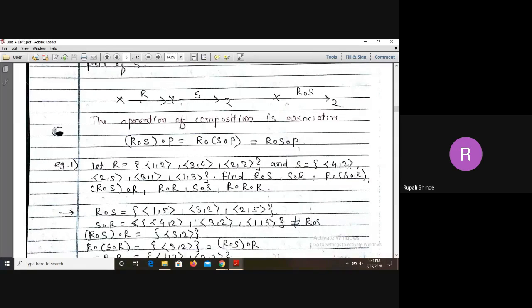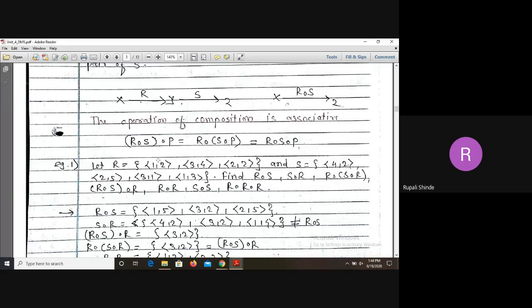So the first one is 4, 2, that is not useful. The second order pair is 2, 5. So here the first element is 2. So now these two and these two will get cancelled. You will get the order pair as 1, 5. So that is the first order pair in R composition S. Now again check whether there is any other order pair whose first element is 2. No, there is no such order pair.